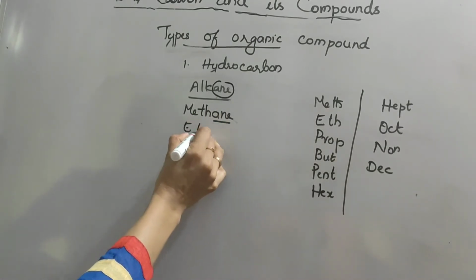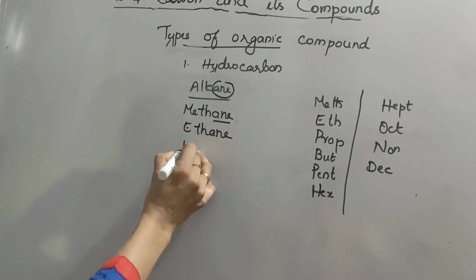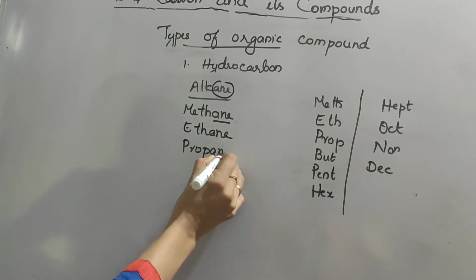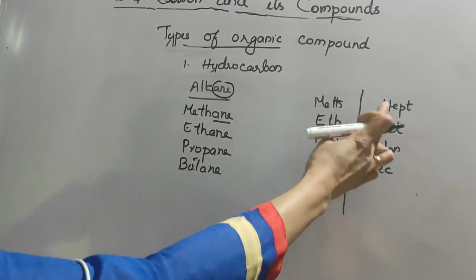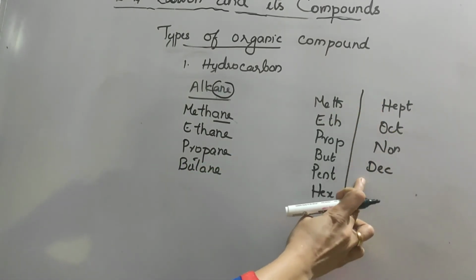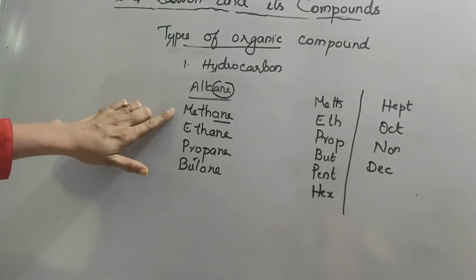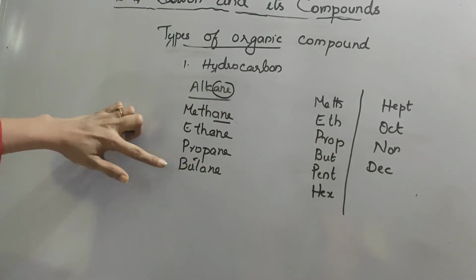The second member is ethane, propane, butane, pentane, hexane, heptane, octane, nonane, decane. This is the order: one carbon atom, two carbon atoms and three carbon atoms. Now look at the formula.